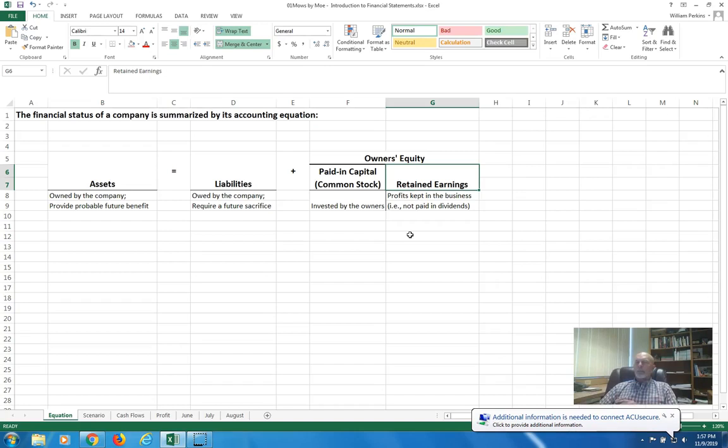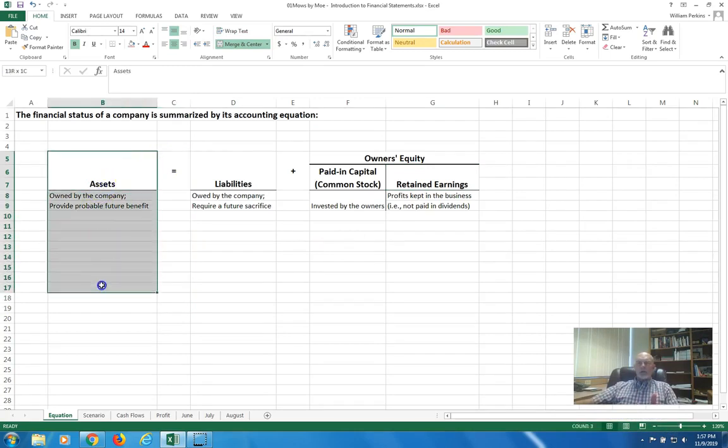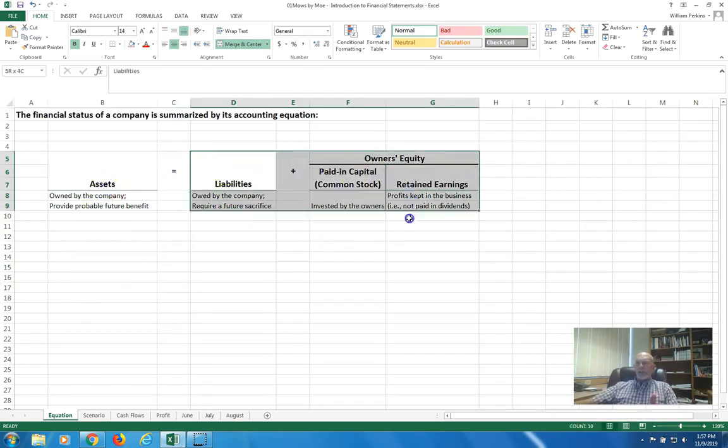If we don't retain the earnings, that means that we are distributing those earnings as dividends to the owners of the business. So the accounting equation will always be in balance because it's the same money on both sides of the equal sign. Here it tells us what we own, and on this side it tells where the money came from to get those assets, but it's the same money either way.